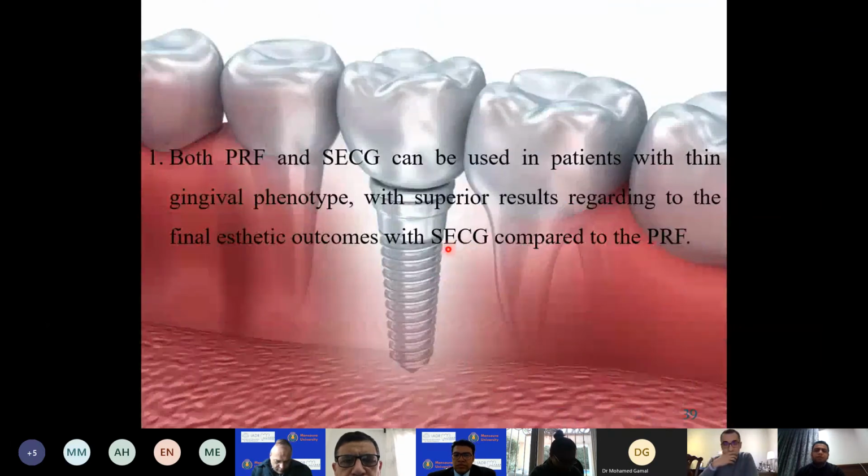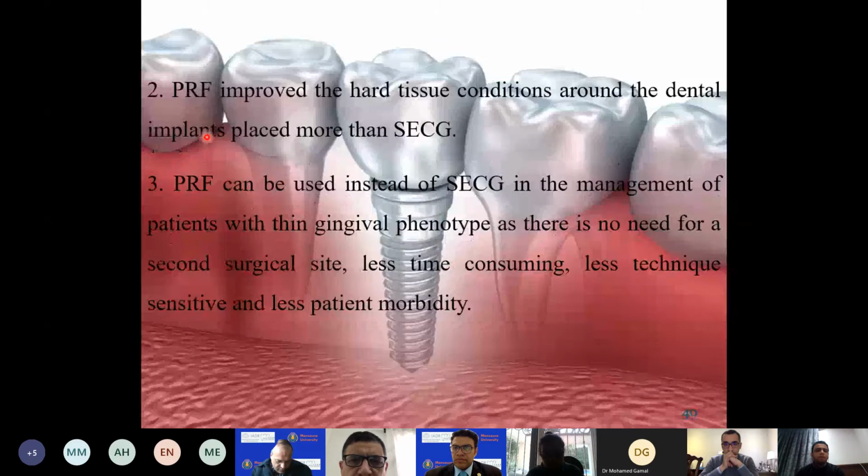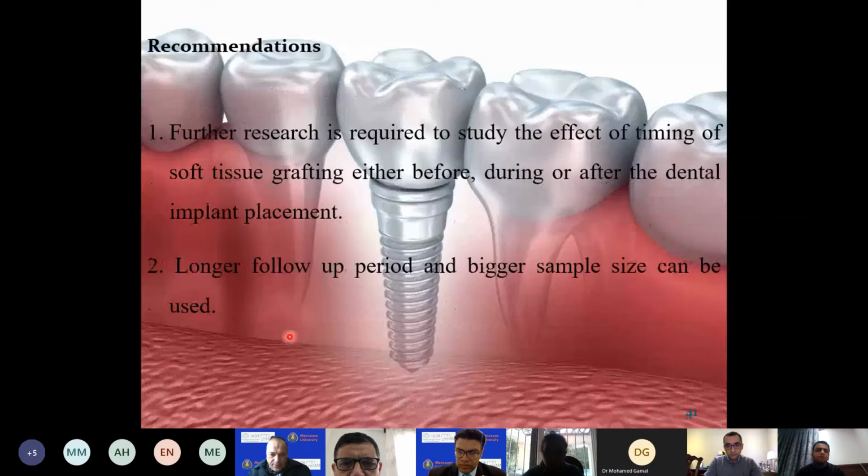Based on the results of this study, it can be concluded that both PRF and subepithelial connective tissue graft can be used in patients with thin gingival phenotype, with superior results regarding the final aesthetic outcome with subepithelial connective tissue graft compared to PRF. PRF improved the hard tissue conditions around the dental implant more than subepithelial connective tissue graft. PRF can be used instead of subepithelial connective tissue graft in the management of patients with thin gingival phenotype, as there is no need for a second surgical site, it is less time consuming, less technique sensitive, and has less patient morbidity.